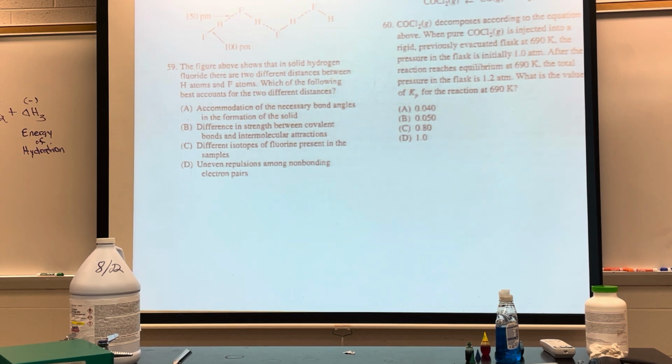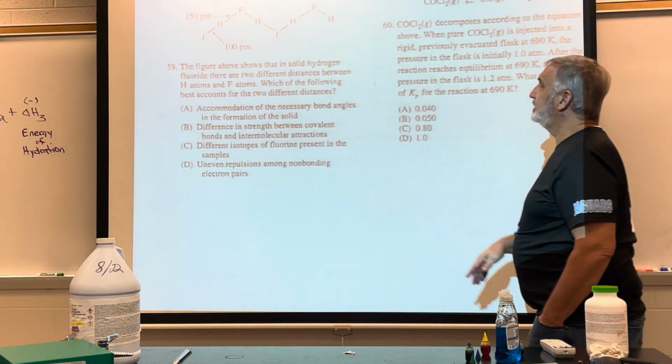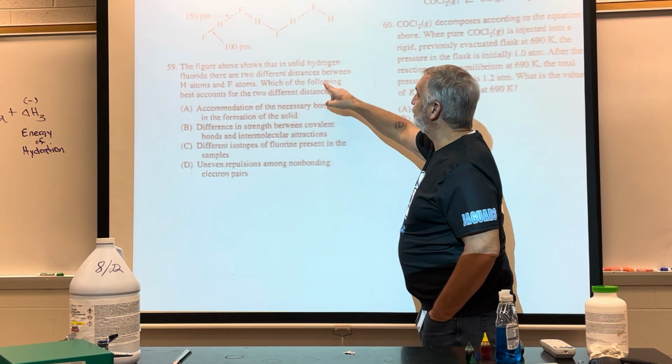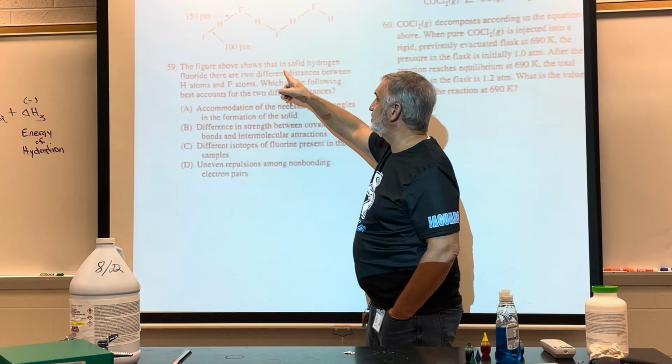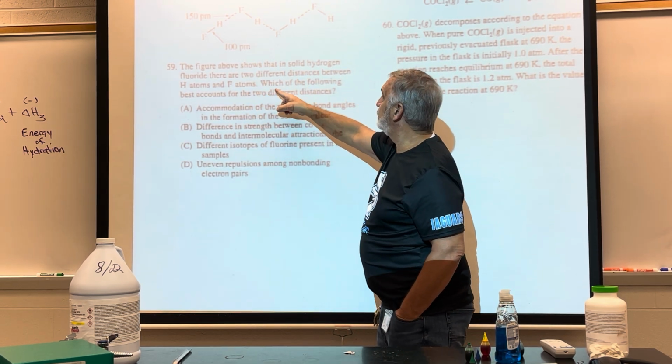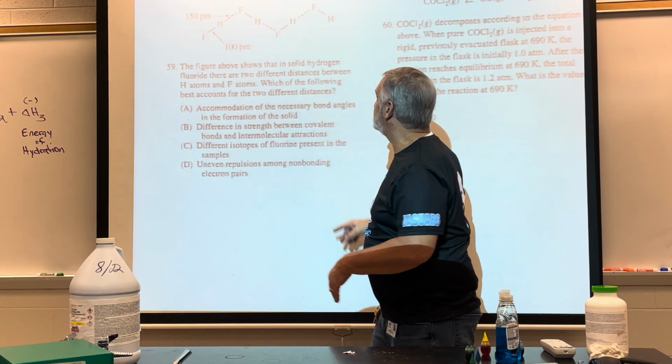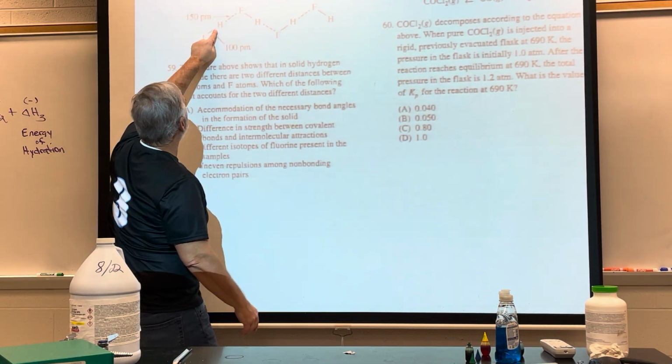Alright, this should be a 1-minute question. The figure above shows that in solid hydrogen fluoride, there are two different distances, and that's kind of a clue that that's a distance measurement of hydrogen and fluorine atoms. Which of the following best accounts for these different distances? So we got this one and this one.